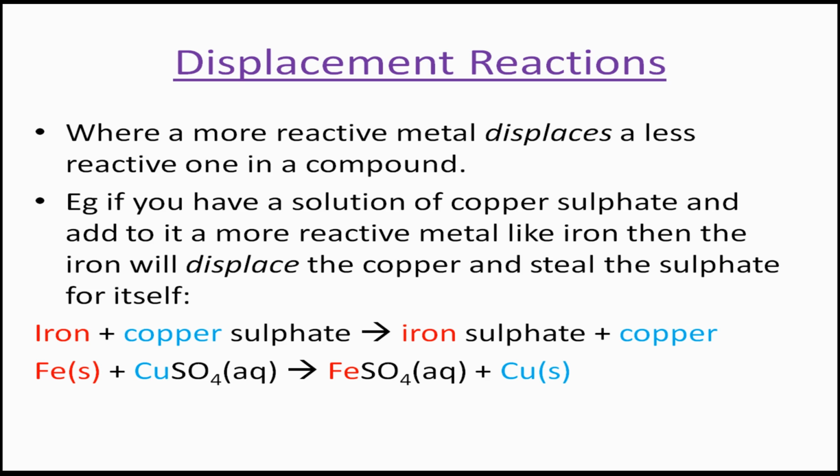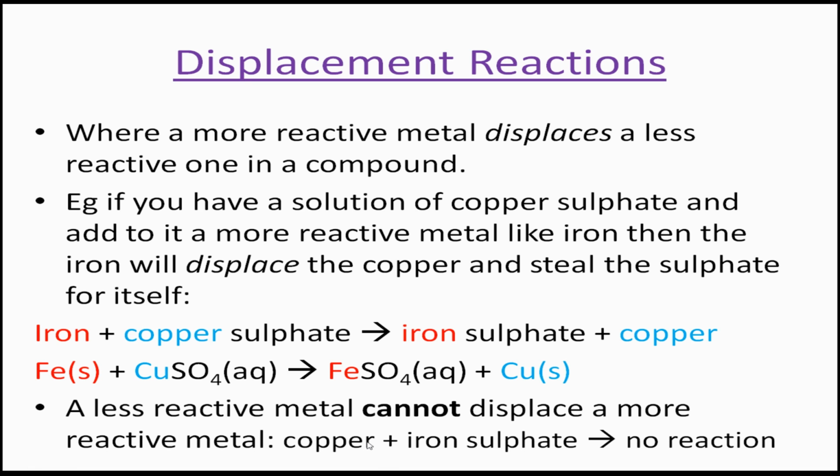And here's the simple equation for that reaction. We've got iron, Fe, solid, plus our copper sulfate, CuSO4, SO4 being the sulfate part, in brackets aqueous, and then after the arrow, after the reaction, we get iron sulfate, FeSO4, plus copper solid.